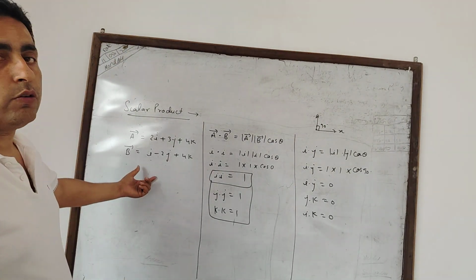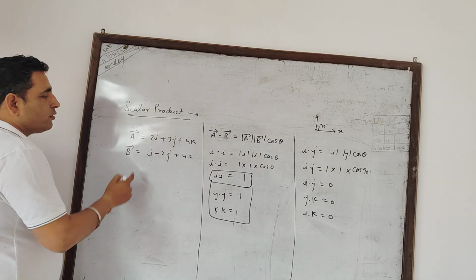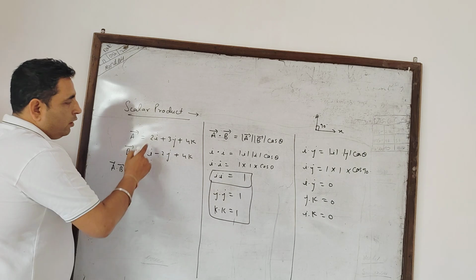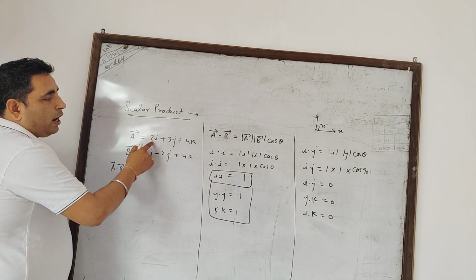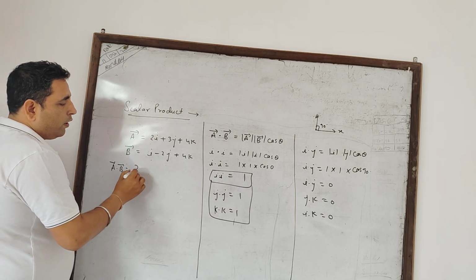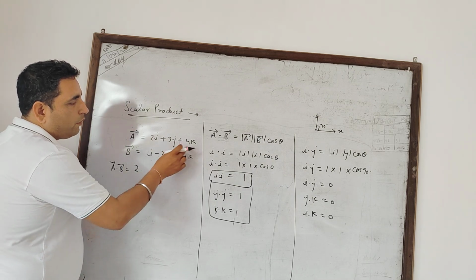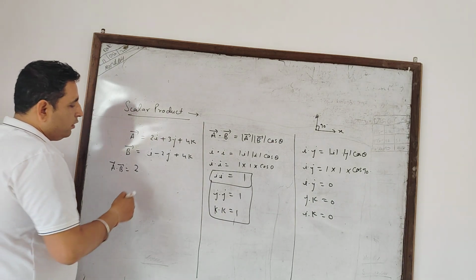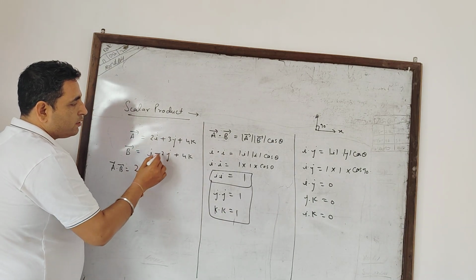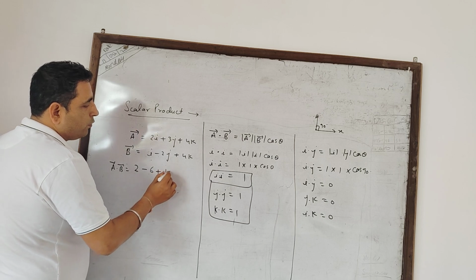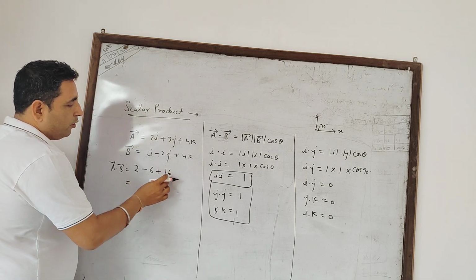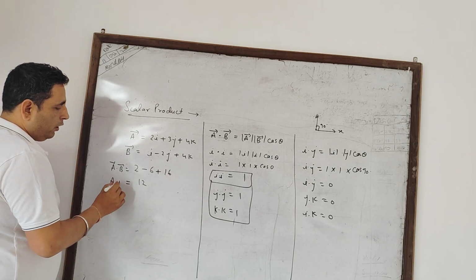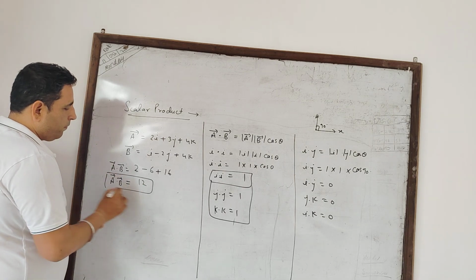So we are going to do this question. Please look into this. A dot B: 2 I dot I, 2 into 1, 2. For different vectors, we will get the answer 0, so no need to multiply for that. So 2 into 1, 2. Minus 3 into 2, 6. Plus 4 into 4, 16. This will be 16 minus 6, 10, plus 2, 12. Then A dot B is equal to 12.